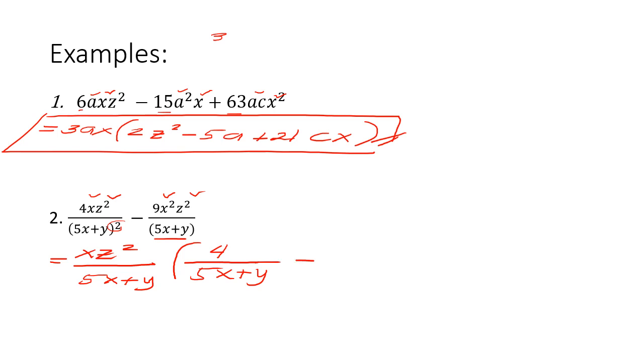Then minus, right? On the second term, you will have 9, right? And then you get rid of x and z squared. So the only term left is x for the numerator. And then you already took 5x plus y, so there is nothing left to put for the denominator. So it is simply 9x. So if you try to check, if you try to distribute x z squared all over 5x plus y to each term, you should get this value.